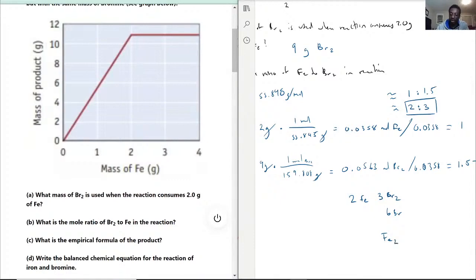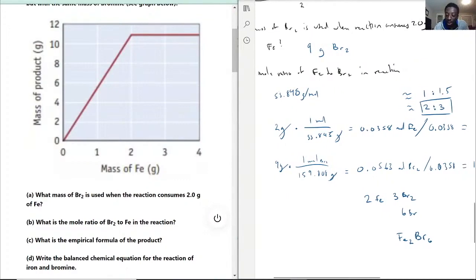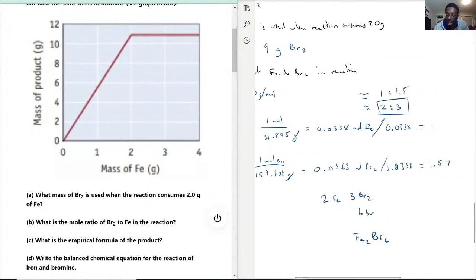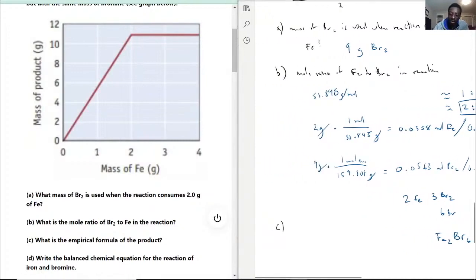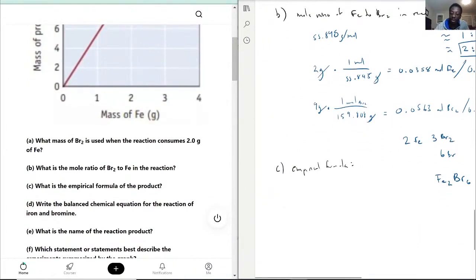So we actually have Fe2Br6. This is what I would put for now as the empirical formula, because when we solved for the bromine, we saw that it had Br2, and with a 2 to 3 ratio, we have 6 Br in total. So let me put C, empirical formula, and then it's asking for the balanced chemical equation.